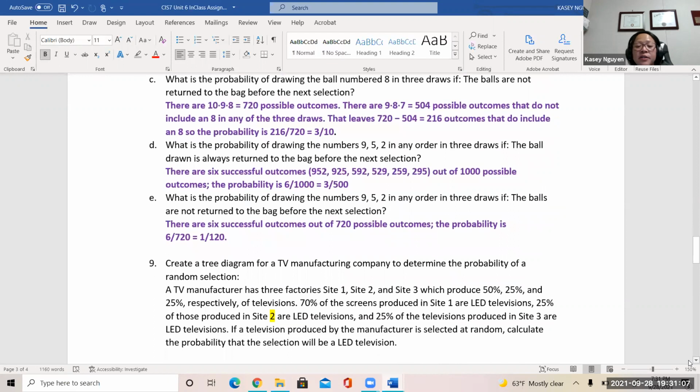It tells you here that you need to create a tree diagram for a TV manufacturing company to determine the probability of the random selection. There are 3 factories, site 1, site 2, and site 3. Site 1 produced 50% of the TVs, site 2 produced 25%, and site 3 produced 25%. At site 1, 70% of the TVs are LED, and 25% from site 2 are LED, and 25% of the TVs produced in site 3 are LED.